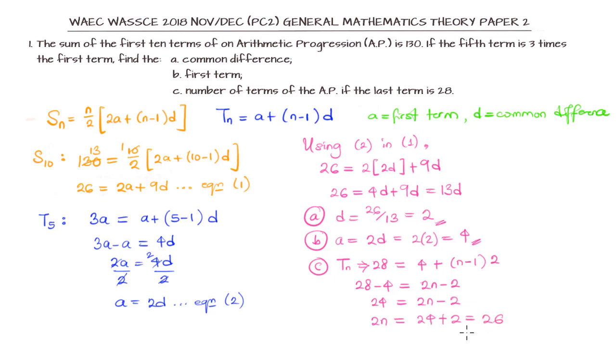When minus 2 moves to the other side, that will be 26, such that n will be 26 over 2, and that is equal to 13. So that is the number of terms if the last term is 28.